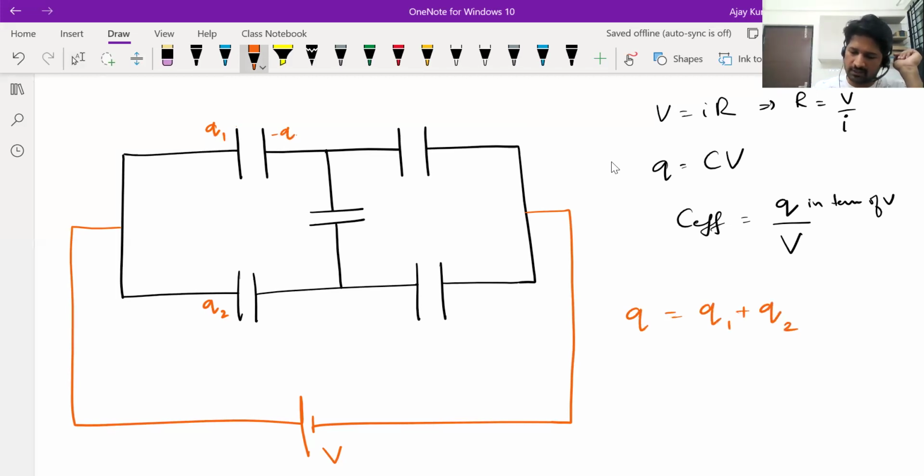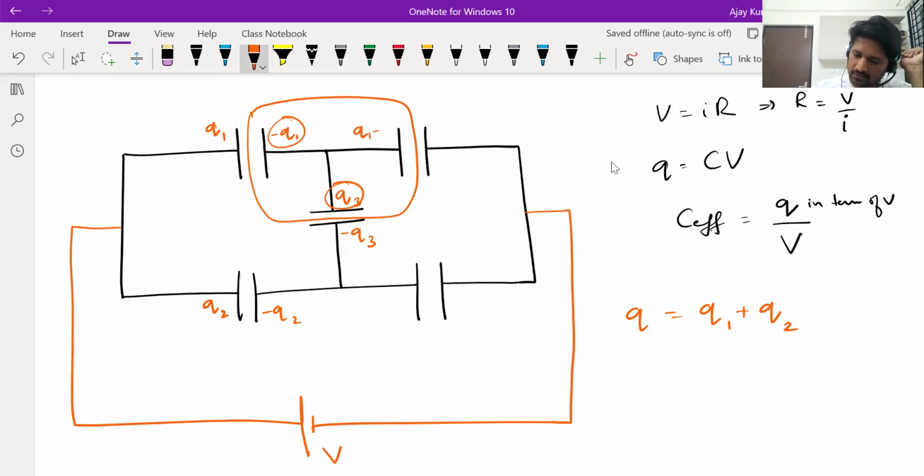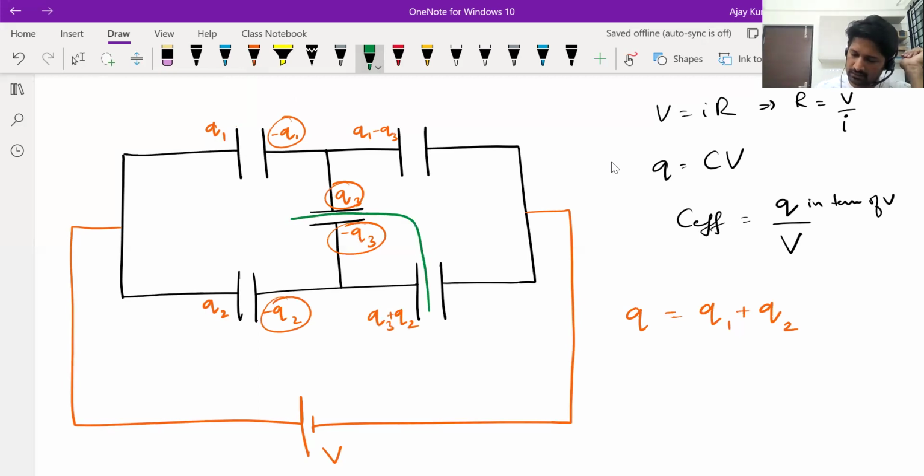And if that is Q1, this will be minus Q1. This will be minus Q2. There's another capacitor here. Assume it gets a charge Q3. Another unknown we are introducing. Then this will be minus Q3. If this is minus Q1, this is Q3. This isolated region you see, isolated regions must be neutral. So minus Q1, Q3, this becomes Q1 minus Q3, such that the isolated region is neutral. Same on the lower side. Minus Q3 minus Q2. So this becomes Q3 plus Q2, such that this isolated region is on the whole neutral.